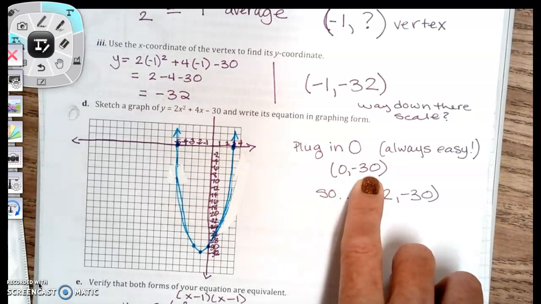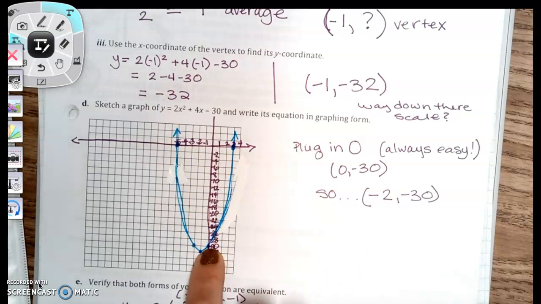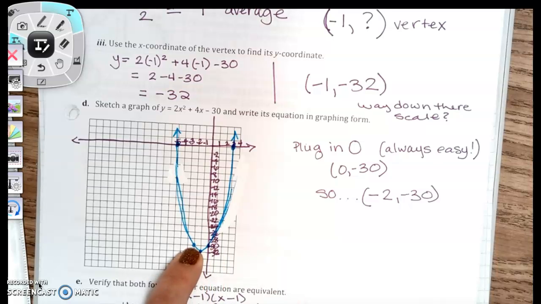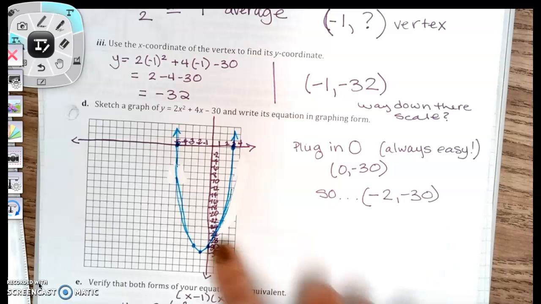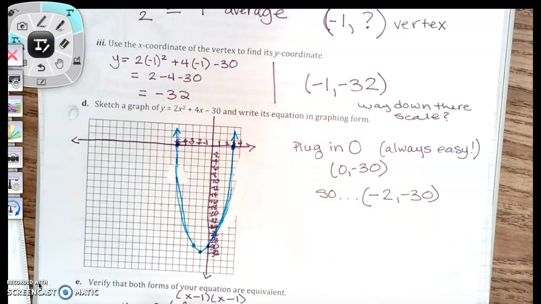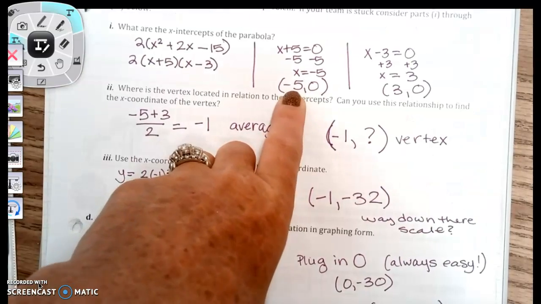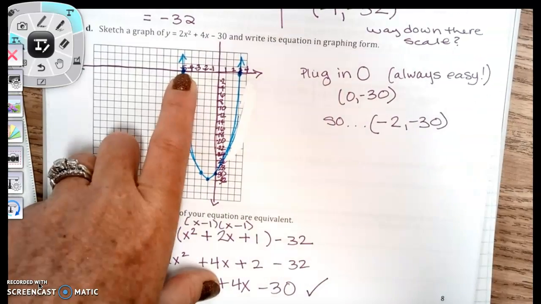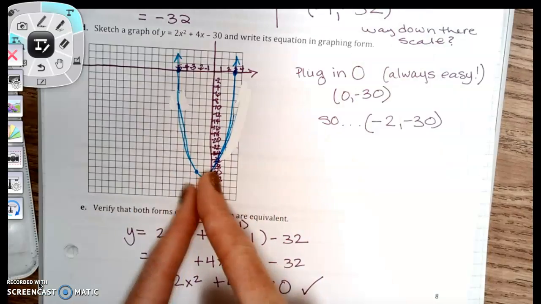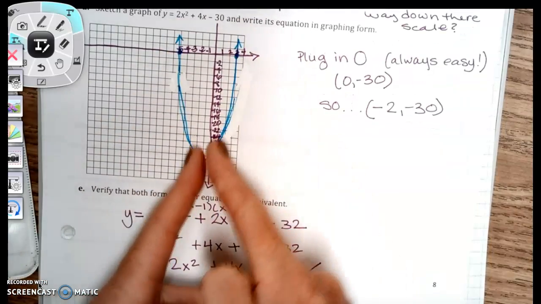0 plus 0 minus 30 makes it (0, -30). So I went to (0, -30), put a point, which means if I go the other direction, because parabolas are symmetrical, I can just put a point right there, which is at (-2, -30). Then you just can draw in your parabola. We also have these points way back up here, right? We had (-5, 0) and (3, 0). So I plotted (-5, 0) and (3, 0). Kind of helps me keep my parabola drawn correctly.